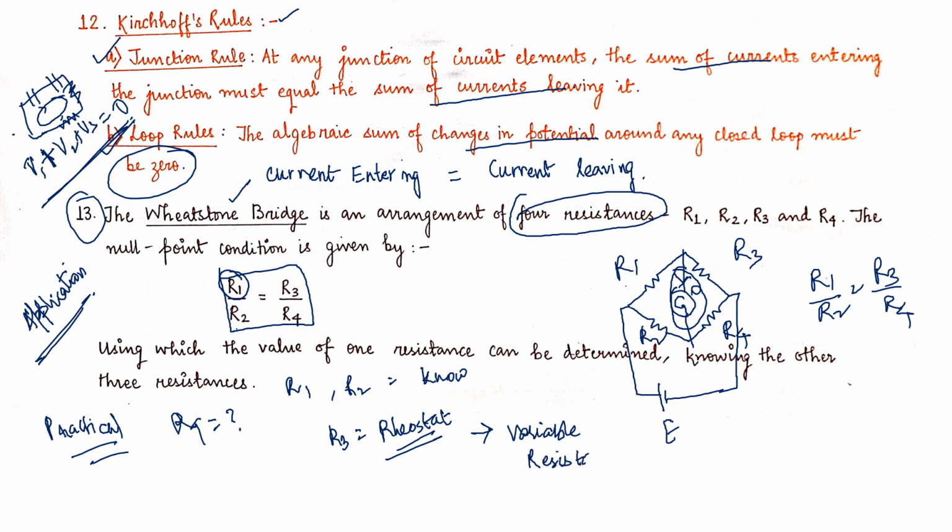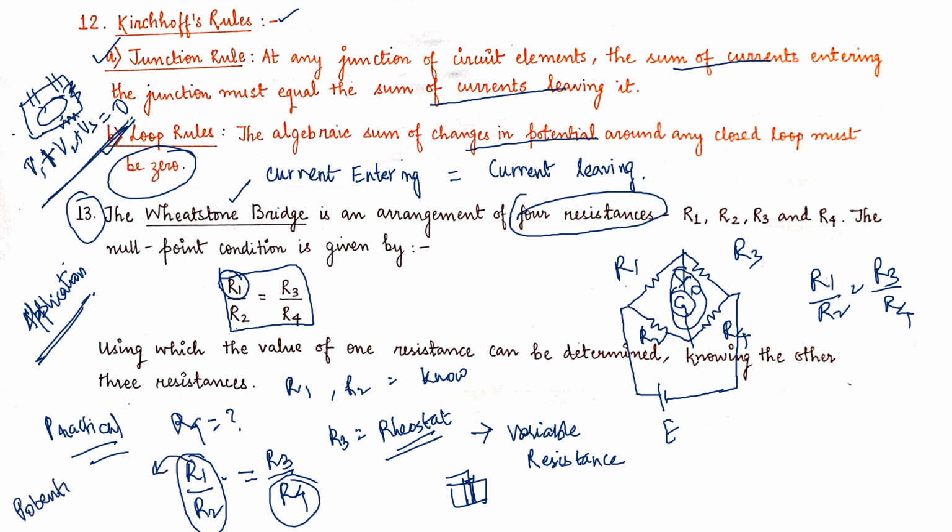Using this rheostat, we can vary the resistance, and we will keep on varying it until the ratio of R1 upon R2 equals the ratio of R3 upon R4. Once the ratio is equal, at that point we can find the value of R4. This is also one of the ways to find an unknown resistance, and this is practically used in another equipment known as the potentiometer.